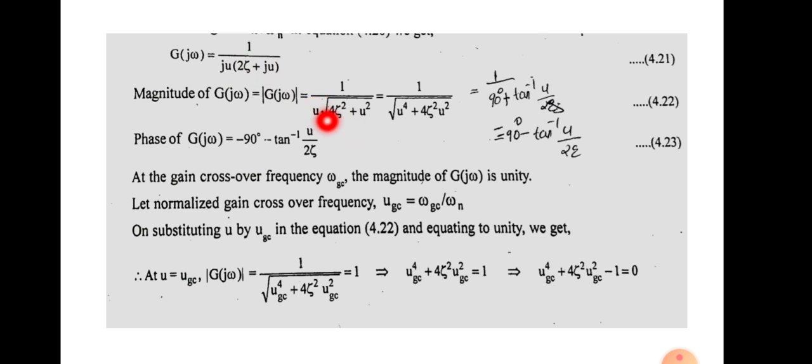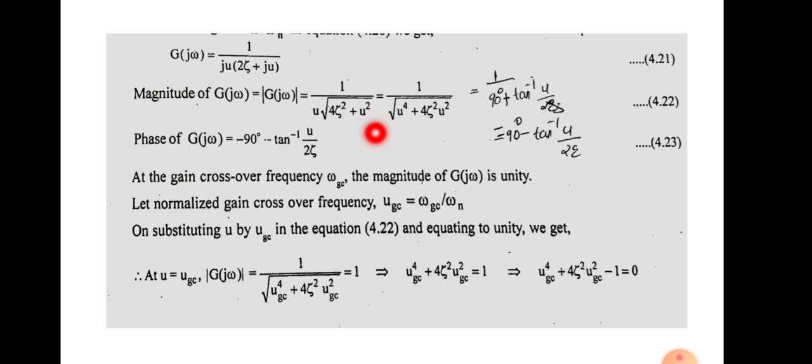See, if a plus ib is in rectangular form, then its magnitude is square root of a square plus b square. That logic we are applying here. So that will be equal to 1 by square root of u raised to 4 plus 4 epsilon square into u square. Here we are taking u inside. When you take it inside a square root, it will become u square, and we are multiplying that u square with every term inside this square root.